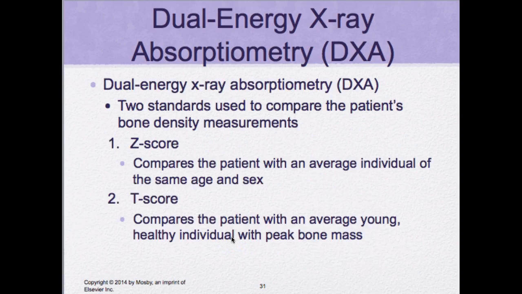So dual energy, so DXA, two standards are used to compare patients' bone density measurements. There's a Z-score and the T-score. The Z-score compares the patient with the average individual of the same age and sex, where the T-score compares the patient with an average young, healthy individual with peak bone mass. So there's Z-scores and T-scores.